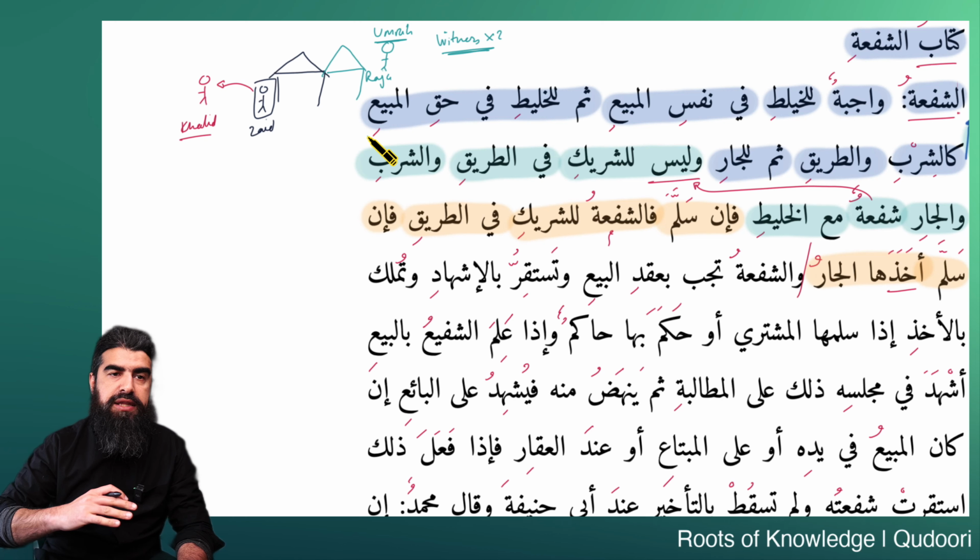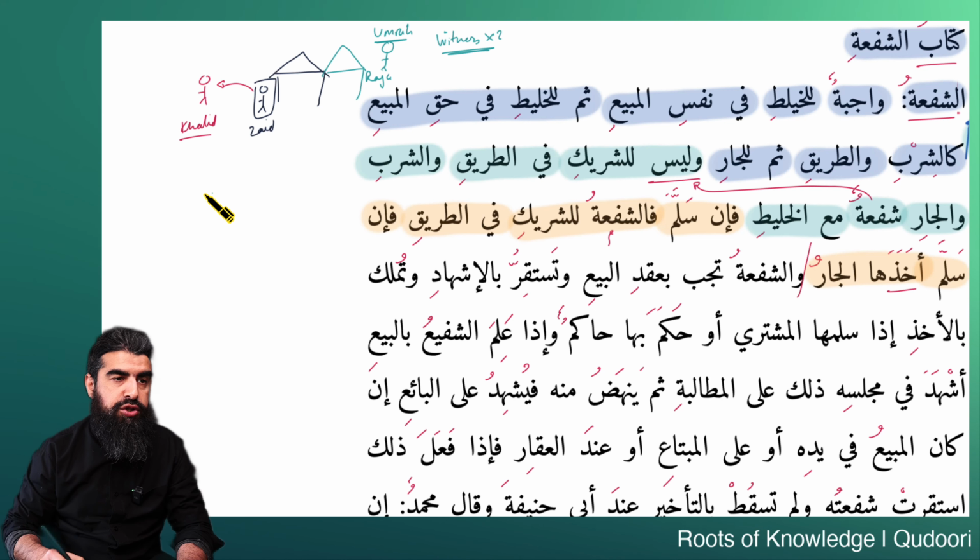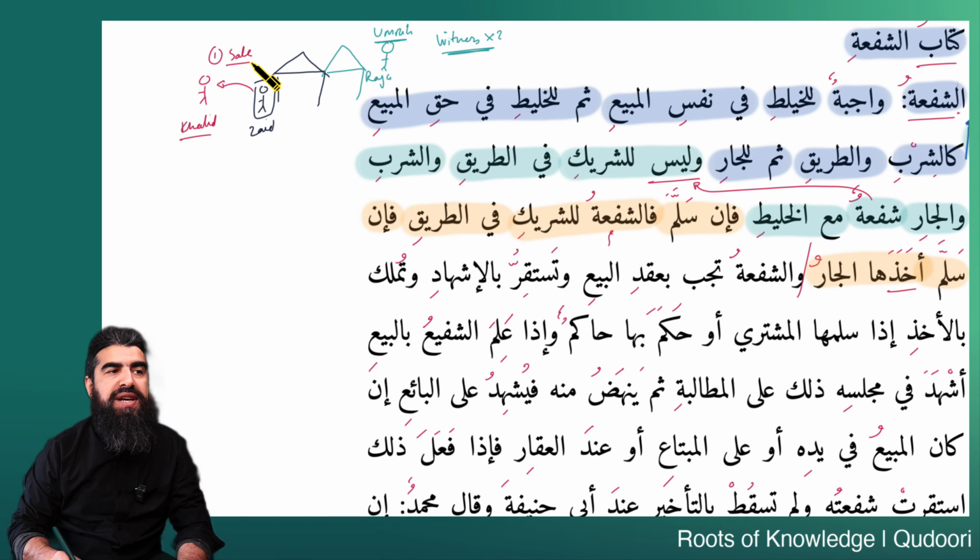As soon as he finds out that the house has been sold, he's going to go and show interest. So how does he show this interest? That's the thing that we want to understand. So first of all, for this case to be heard, there has to be a sale. He has to prove that a sale has taken place. So that's the first thing that's going to happen.